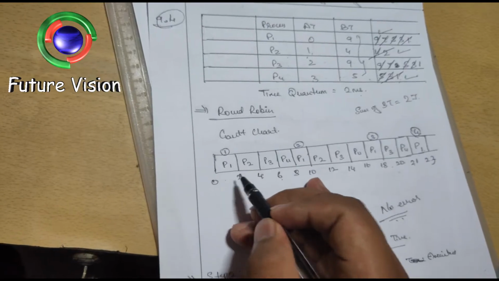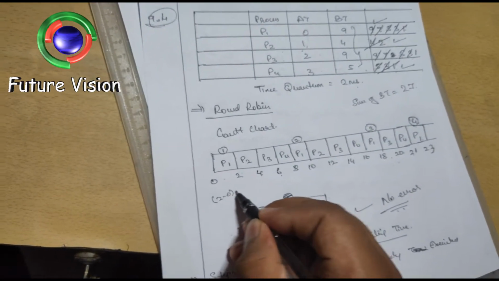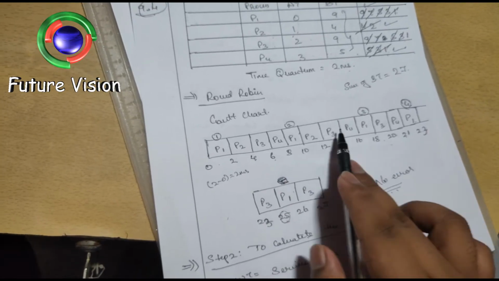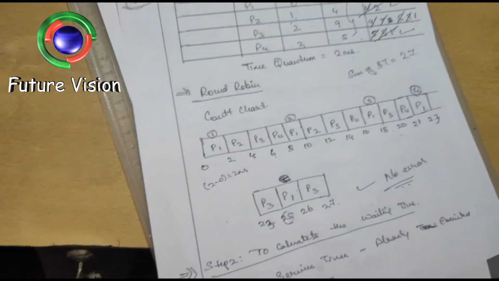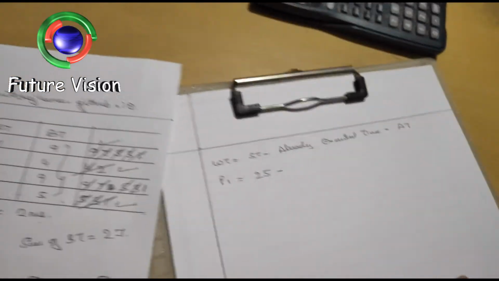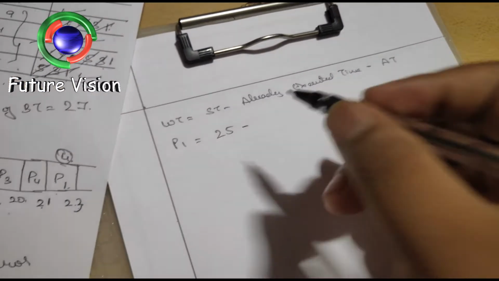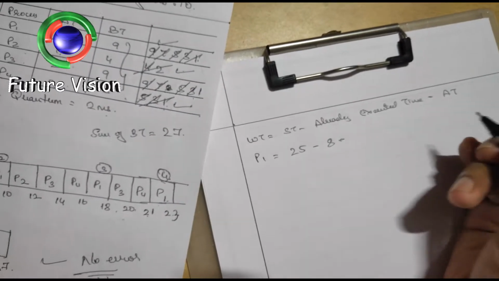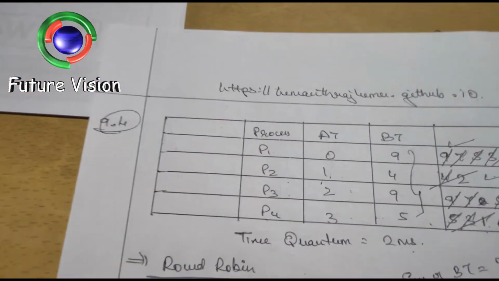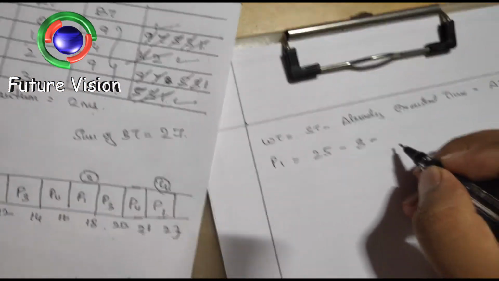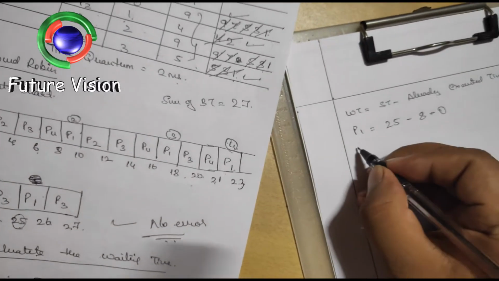Now to find it, it is 2 minus 0, which is equal to 2 milliseconds. Same way for all, we'll find 8 milliseconds to be executed already. So therefore I will write here the already executed time is 8, minus arrival time. The arrival time of P1 is 0. Write it as 0 here.